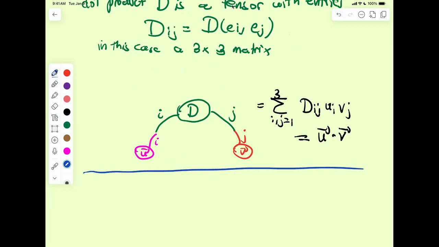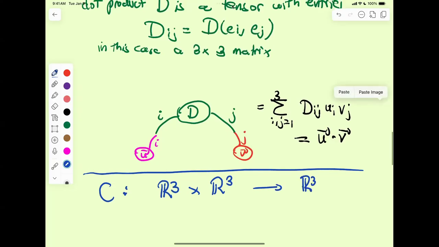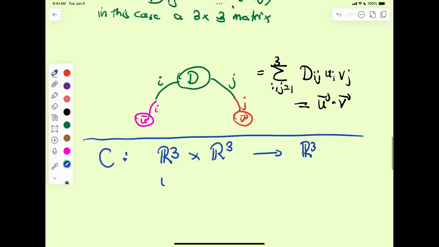I'll call it C for cross product. One way to think about it is that you eat two vectors in R3, but now you produce a vector in R3, because a cross product is a new vector, not a number. The idea is that if you give me a vector u and a vector v, I can send it to u cross v.